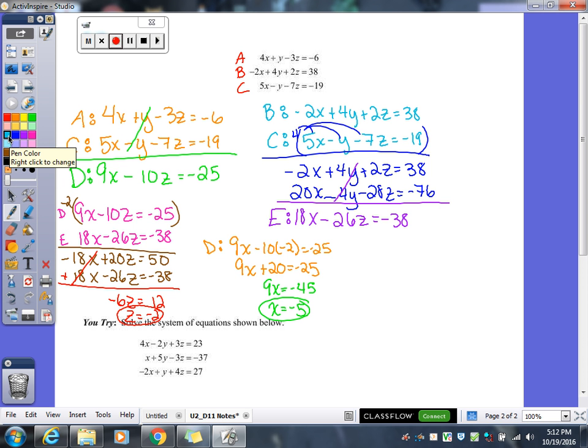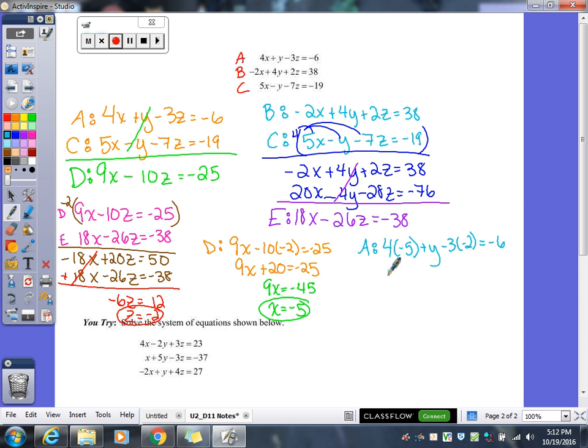Bam, we got our second number, x equals negative 5. So we're almost there. We just need to find our y now. So again, any of the original three. I'm going to use the first one. I'm going to plug negative 5 in for my x, y for y, negative 2 in for my z.